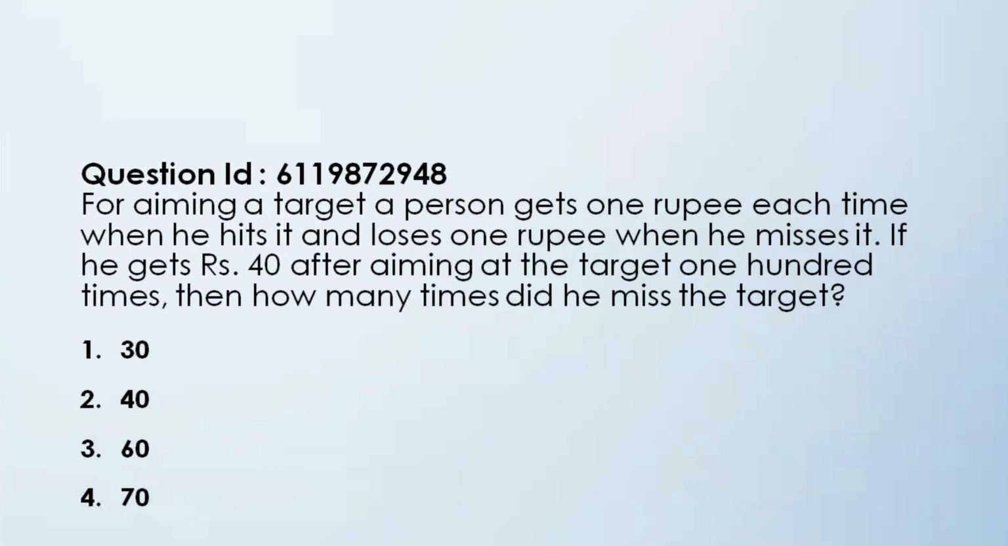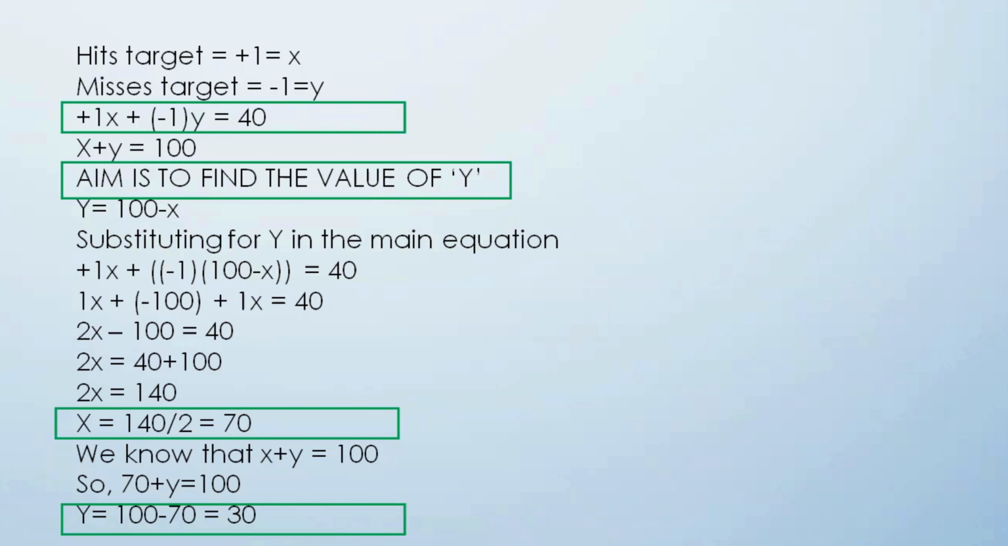For all the math kind of questions, I want you to first put down the equation based on what is given in the question. So for this question, hits target plus 1x, misses target minus 1. And x and y represent the number of times. So he hits the target x times, and misses the target y times. Here we have to ultimately find out what y is. So 1x plus minus 1y will give you 40, because he finally won 40 rupees. I hope you have understood how we got this first equation in the green: plus 1x plus minus 1y is equal to 40.